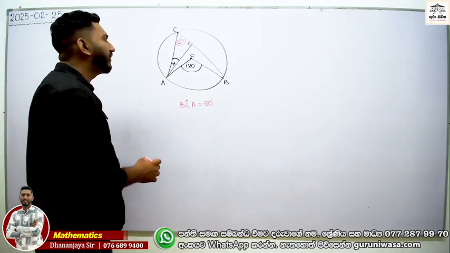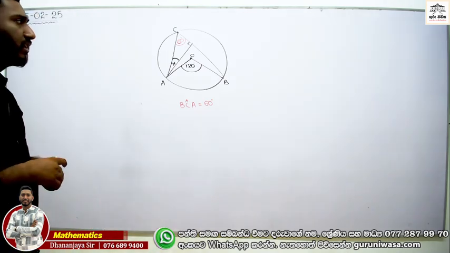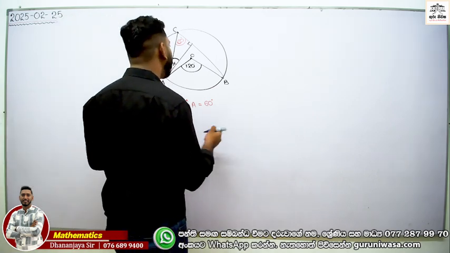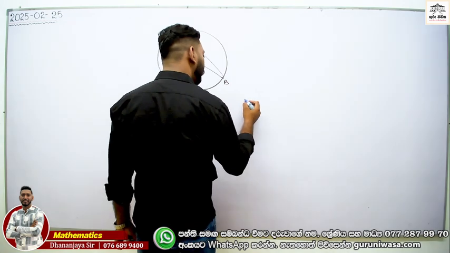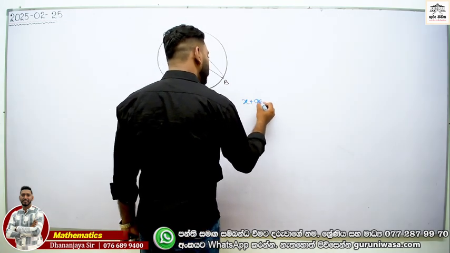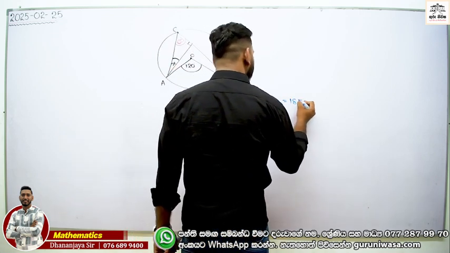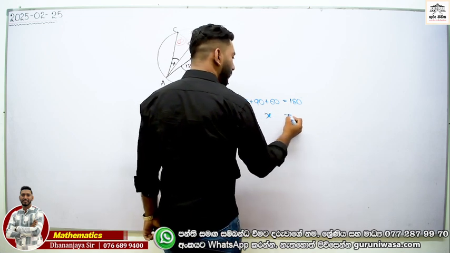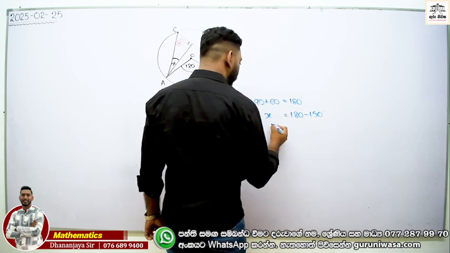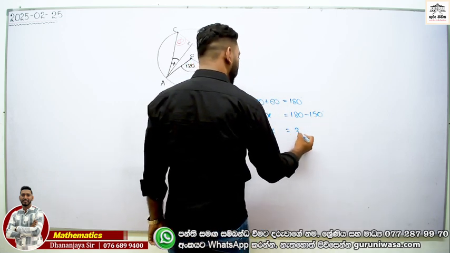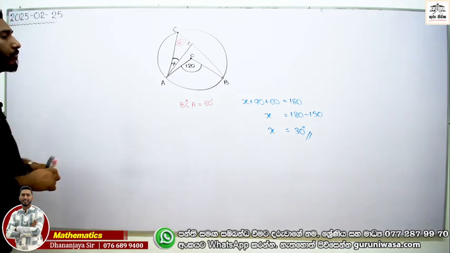Now the work is easy. The sum of the angles in the triangle becomes 180. Now 90 plus 60 plus X. X plus 90 plus 60 becomes 180. Now X equals 180 minus 150. Finally, X becomes 30 degrees. Excellent, we got the answer. Super.